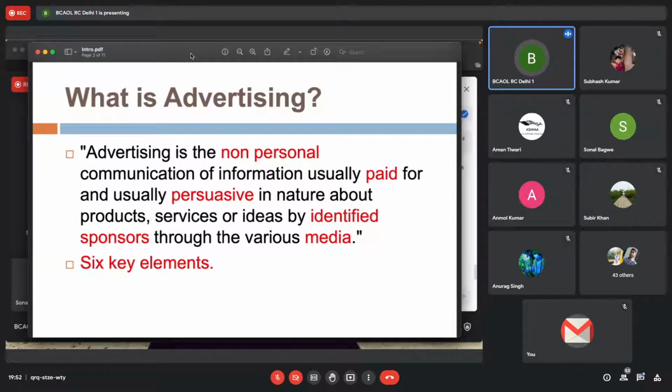If I say it's a personal thing, you can identify who the advertising is for. You can just have a broad category of it. Like, say this advertising is meant for children, because why? Because it is talking about children's goods. This advertisement is for people who drive. So like that you can bifurcate, but you cannot single out anyone. That is why this advertising communication is non-personal, and it is a paid form.